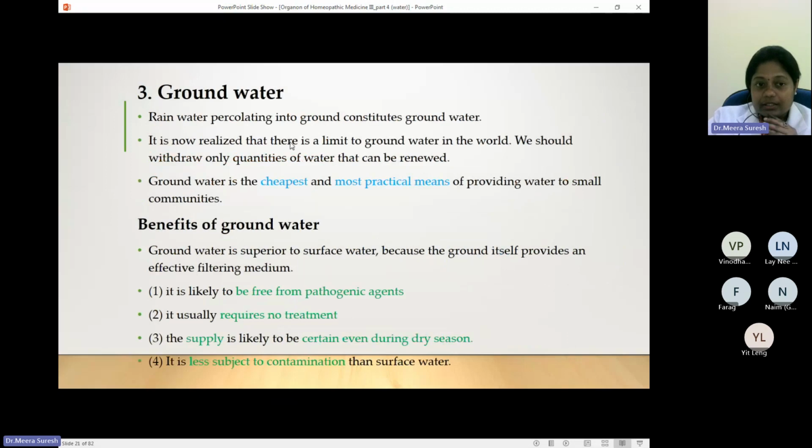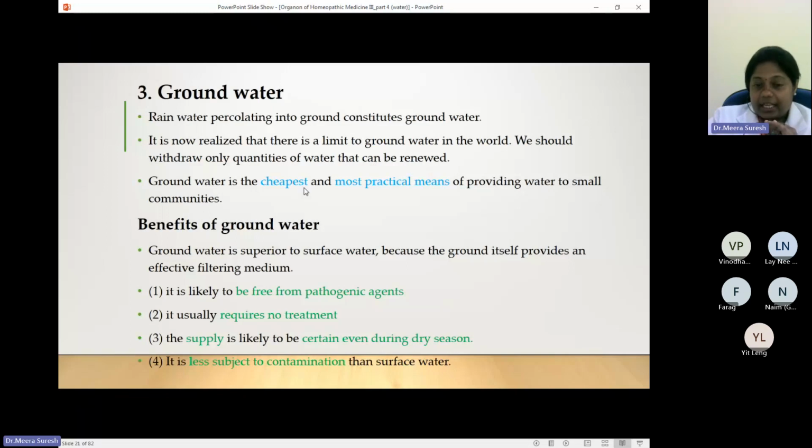Now going to the third source, that is groundwater. From where is the ground getting the water? Obviously from the rain. So rain is the primary source. Considerably some of it will wash into the river streams, from where we store it in the impounding reservoirs or tanks. And then we have the groundwater, which is also receiving water from the rain. So the rainwater percolates into the ground, constituting the groundwater. It is now realized that there is a limit to groundwater in the world. We should withdraw only quantities of water that can be renewed.